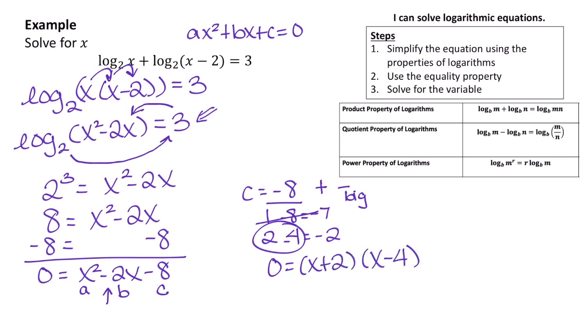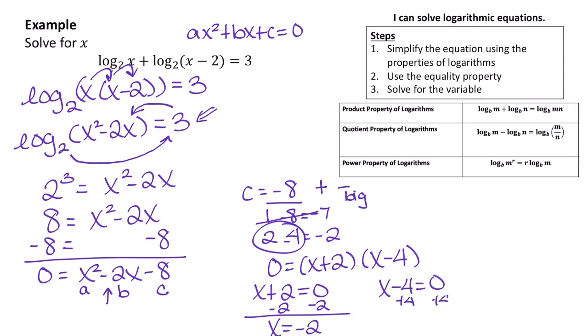And then all I need to do now is set each factor equal to 0 and solve for x. So when I do that, I have x plus 2 equals 0. If I subtract 2 from both sides, I'm going to end up with x equals negative 2. I have x minus 4 equals 0, so if I add 4 to both sides, I am going to end up with x equals 4. So now I need to go back and check if these solutions work in my equation.